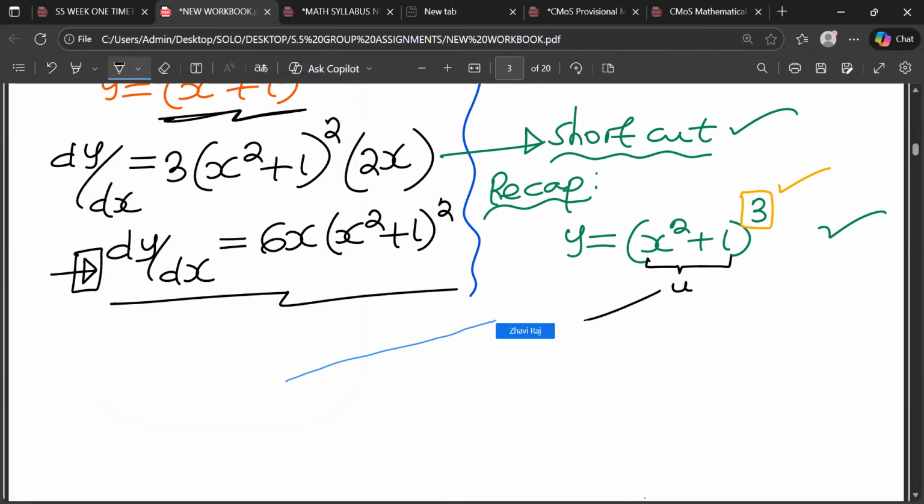So when you make it a u, please Raj, you remove that blue line. I don't want confusion. Thank you.